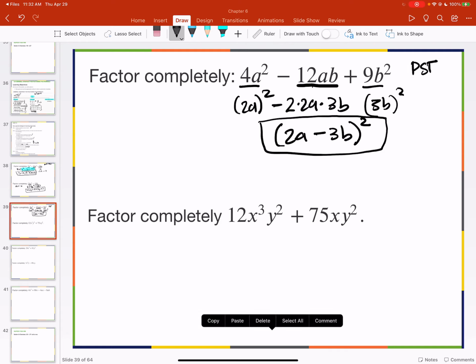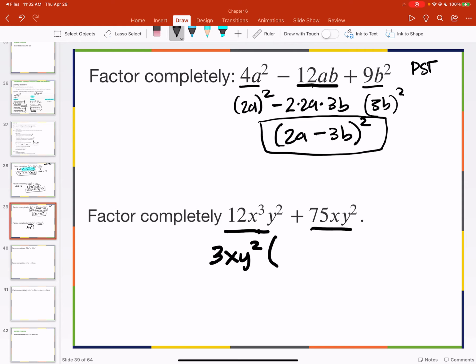Okay, let's do one more. Is there a GCF here? Yes, so let's take that out. I think 3xy squared. If I take that out, I'm left with 4x squared plus 25.